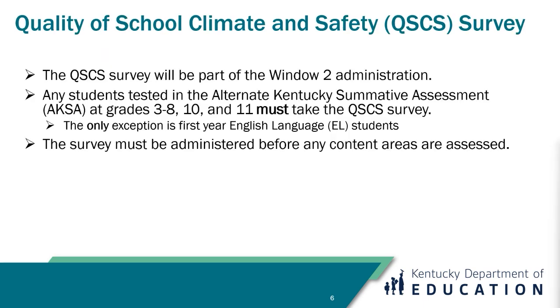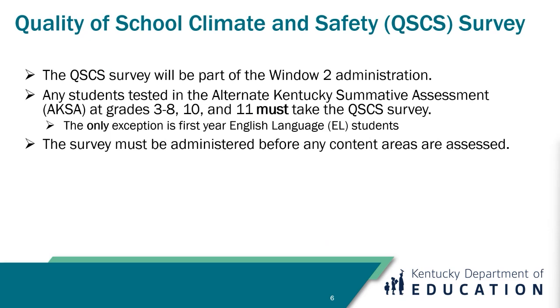An important highlight to note is the continued administration of the Quality of School Climate and Safety Survey to alternate assessment students. This survey is a required part of accountability that must be administered to all students. This includes students participating in the Kentucky Alternate Assessment. There are surveys represented for students in grades 3 through 5 and then grades 6 through high school designed specifically for students who will be assessed. This means if a student is not in an assessment year, they will not be responsible for completing the survey.